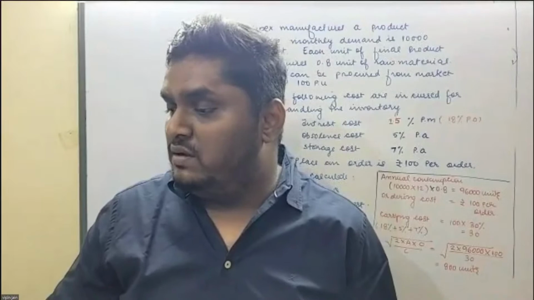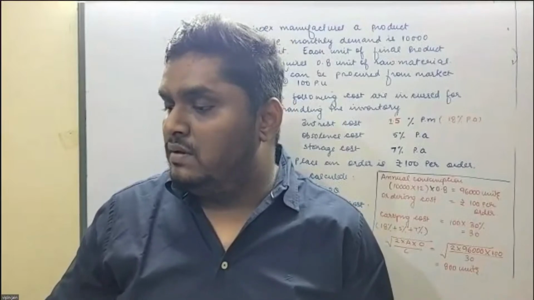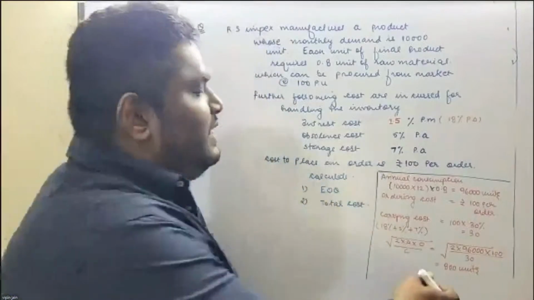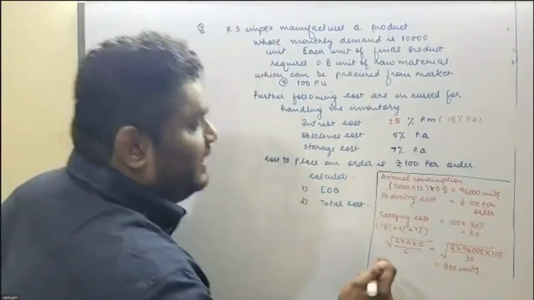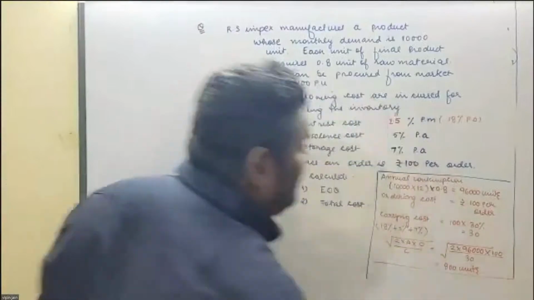No worries, Piyush. No worries. Kanchan Kumari, very good. So this is the correct answer, guys. That is 800 units is my economic order quantity.